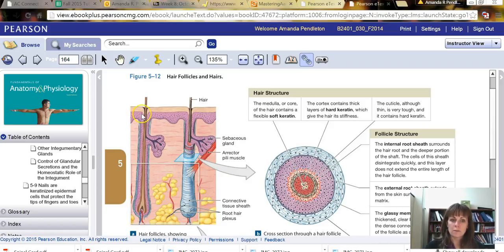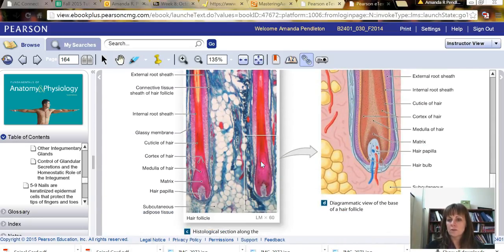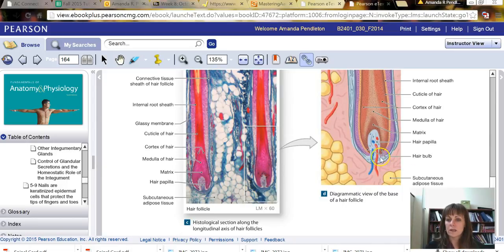Okay. And then in purple and a little bit in blue, what you notice is all this tissue surrounding the hair, and that's called the hair follicle. Okay. So again, if we go down here a little bit more, here's our hair bulb. Okay, each hair bulb sits on top of this thing called a hair papilla.